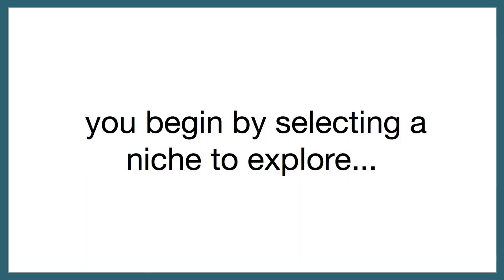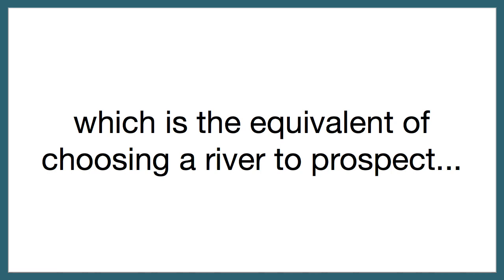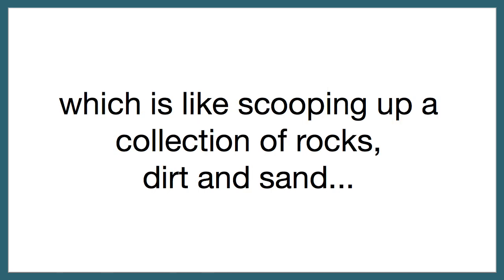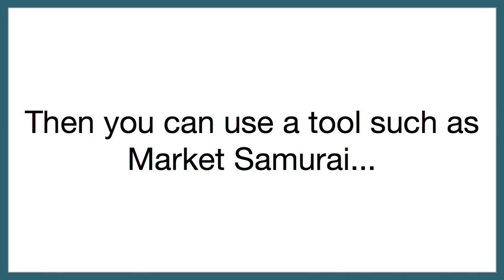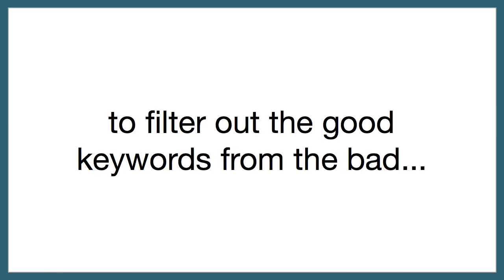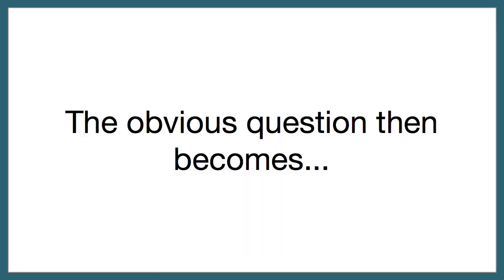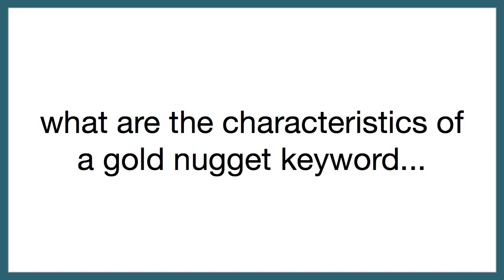You begin by selecting a niche to explore, which is the equivalent of choosing a river to prospect. You then generate a large number of keywords relating to your niche, which is like scooping up a collection of rocks, dirt, and sand. Then you can use a tool such as Market Samurai to filter out the good keywords from the bad. At the end of this process, you will hopefully be left with a few gold nugget keywords. The obvious question then becomes, what are the characteristics of a gold nugget keyword?